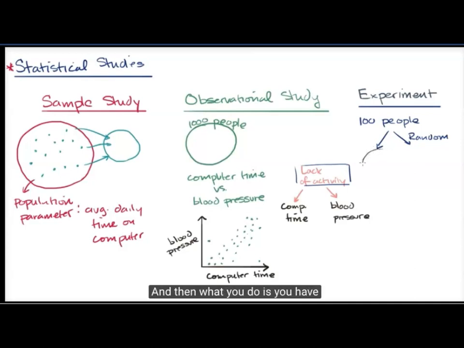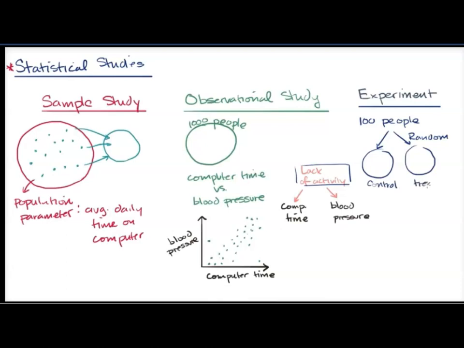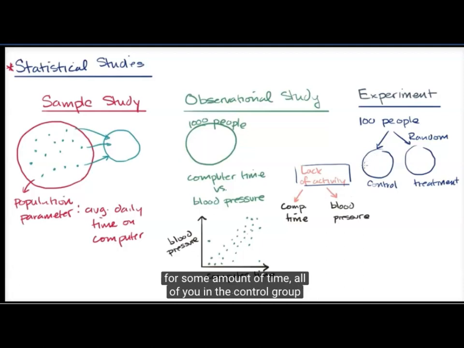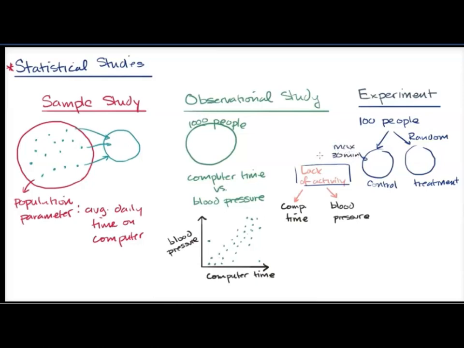And then what you do is you have a control group and you have a treatment group. Once again, you've randomly assigned them. So control and then treatment. And what you might say is, okay, for some amount of time, all of you in the control group can only spend a max of 30 minutes in front of a computer.